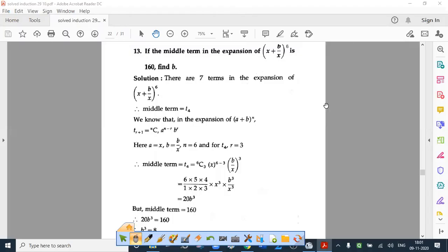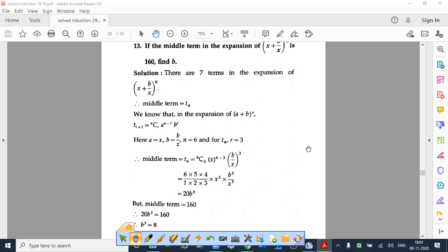Sum number 13. If the middle term in the expansion of (x plus b upon x) raised to 6 is 160, find b. There are 7 terms in the expansion. So the middle term is the fourth one. Now this is the general term. So the fourth term is 6C3 x raised to 6 minus 3, b upon x cube, comes out to be 20 b cube.